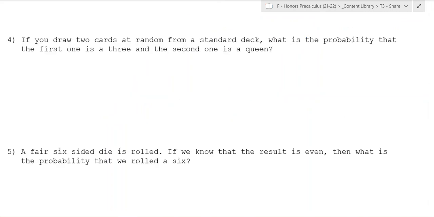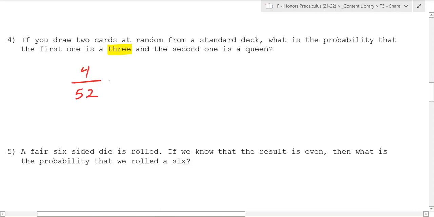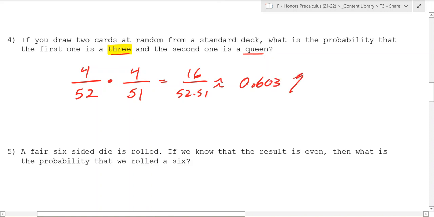So let's go back to cards here. If you draw 2 cards at random from a standard deck, what is the probability that the first one is a 3 and the second is a queen? So again, how many 3s are there in a deck? Well, there's 4 of them. So the chance of drawing a 3 first is 4 out of 52. But then you're multiplying it by how many queens there are. There's no overlap between 3s and queens. So there's 4 queens, but there's 51 cards left in the deck. So you end up with 16 over 52 times 51, which is going to be around 0.603%, which is pretty small.